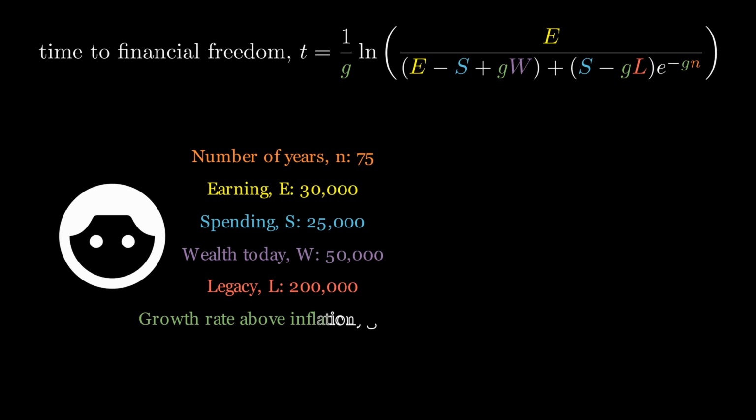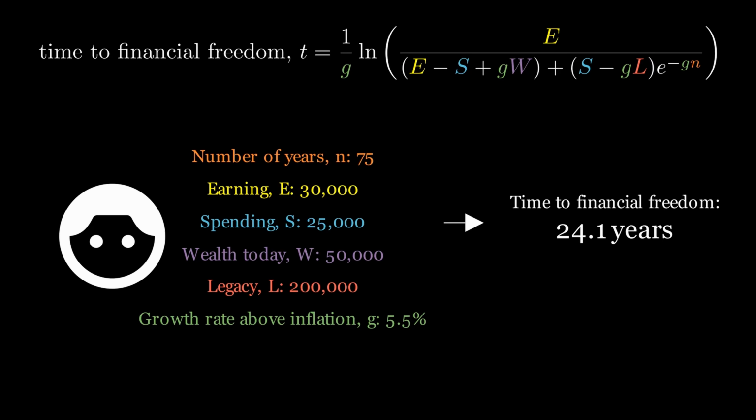Finally, let's assume a continuous growth rate above inflation of G equals 5.5% a year. This is in line with historic long-term returns of global passive equity, which is a sensible, highly diversified investment if you're investing over long time periods, for example 10 years or longer. Putting these figures through our formula, we calculate Charlie's expected financial freedom to be in 24.1 years.